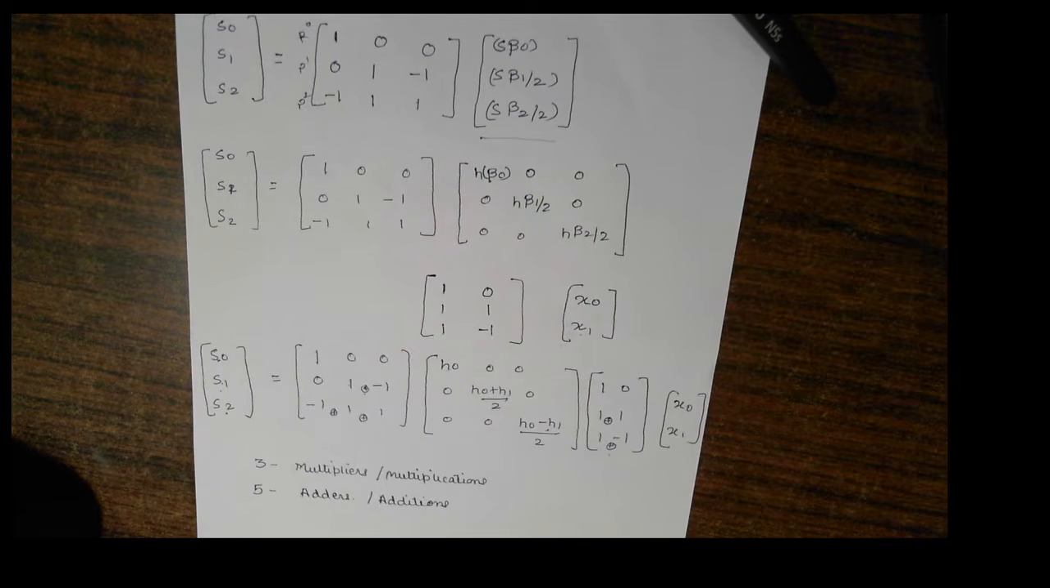So with this we have seen that by using the Cook-Toom algorithm, we require 3 multipliers and 5 adders. Further, by using the modified Cook-Toom algorithm, we are going to reduce these nodes subsequently. This can be seen in the next tutorial.